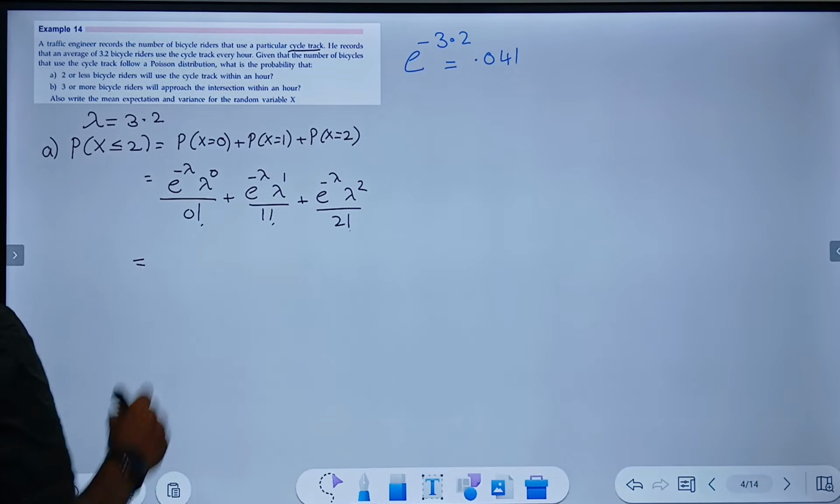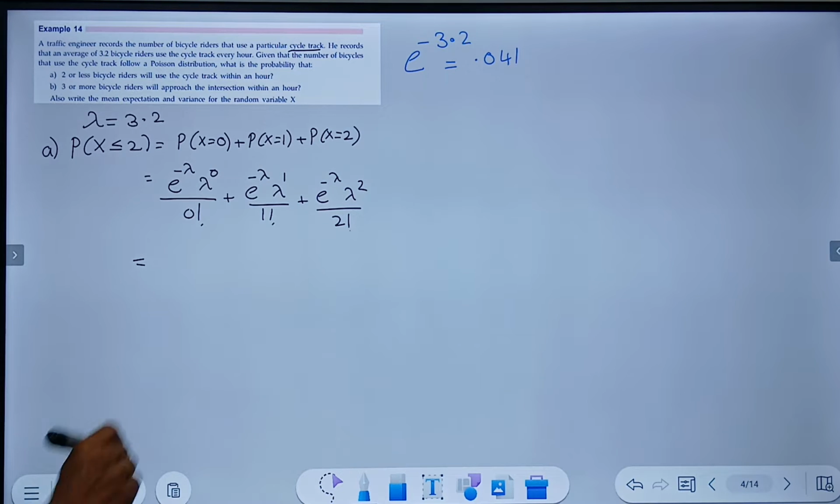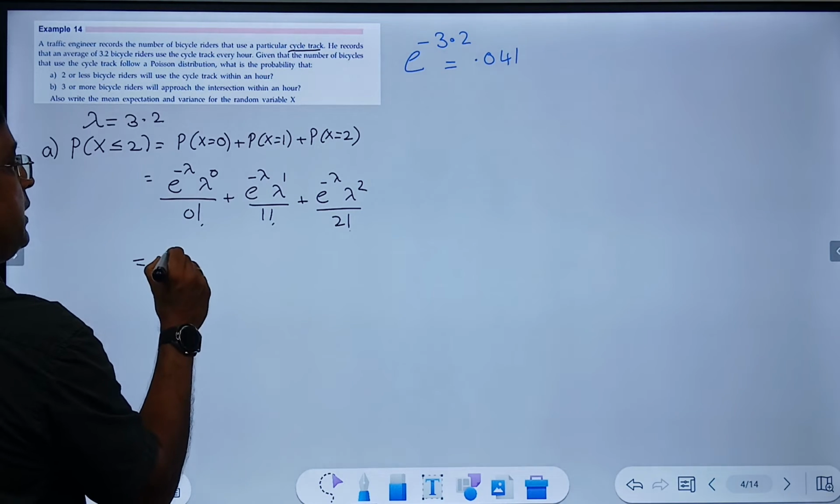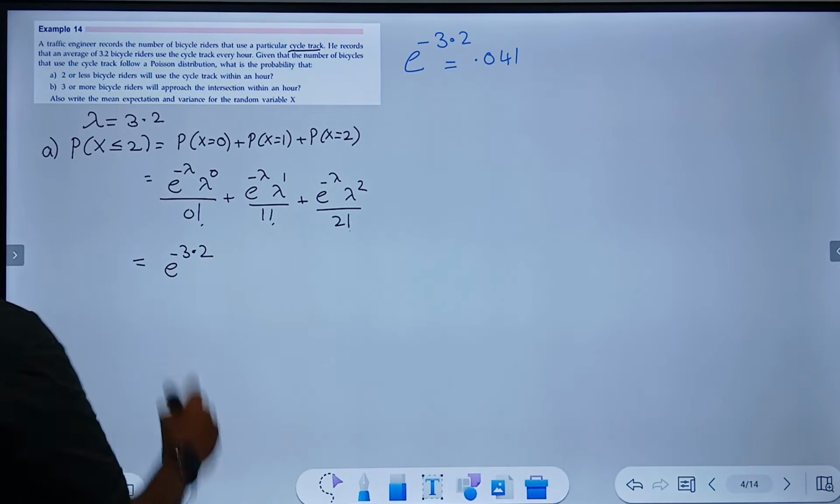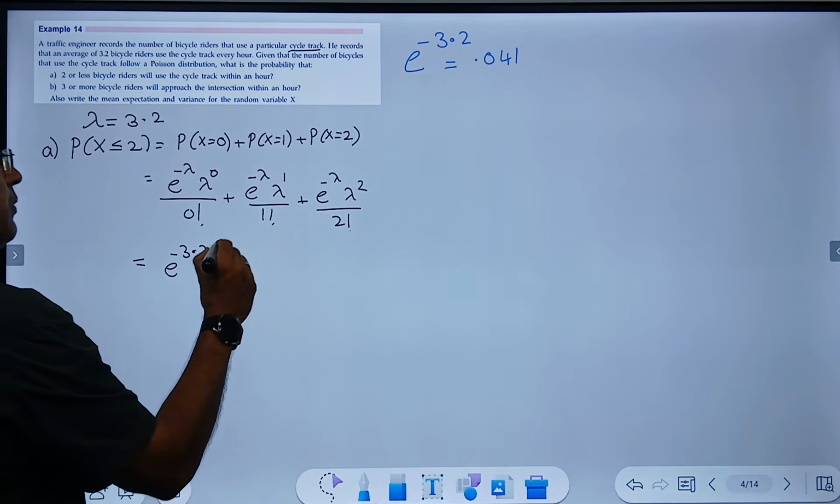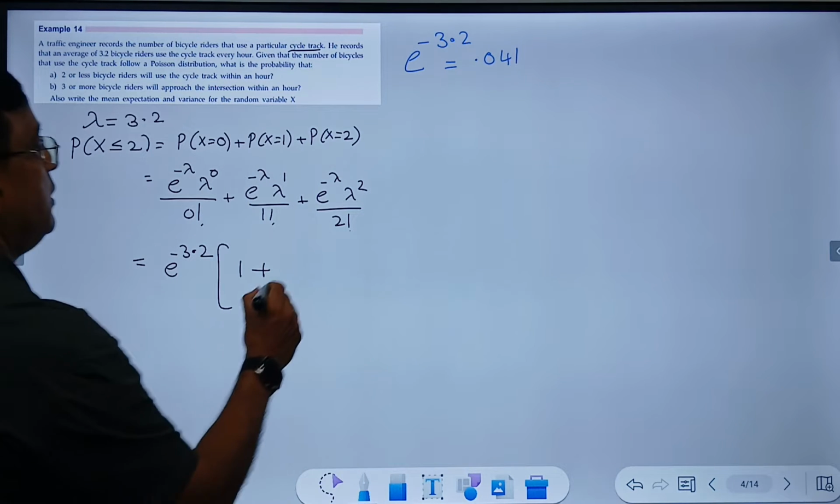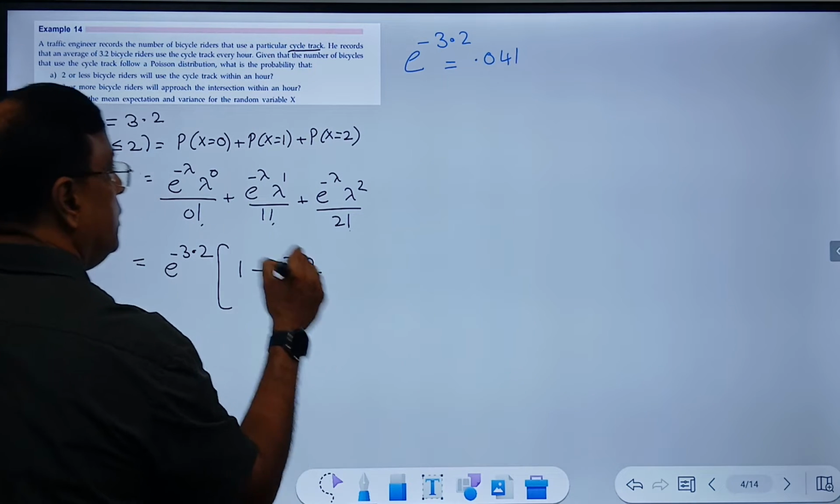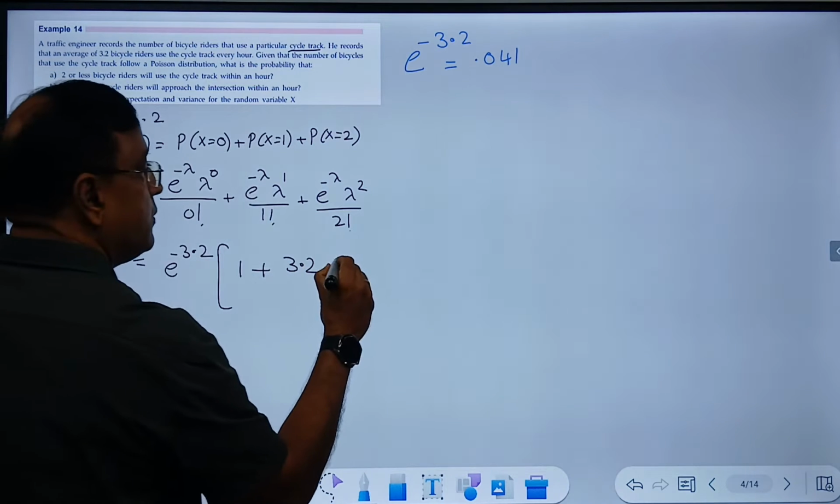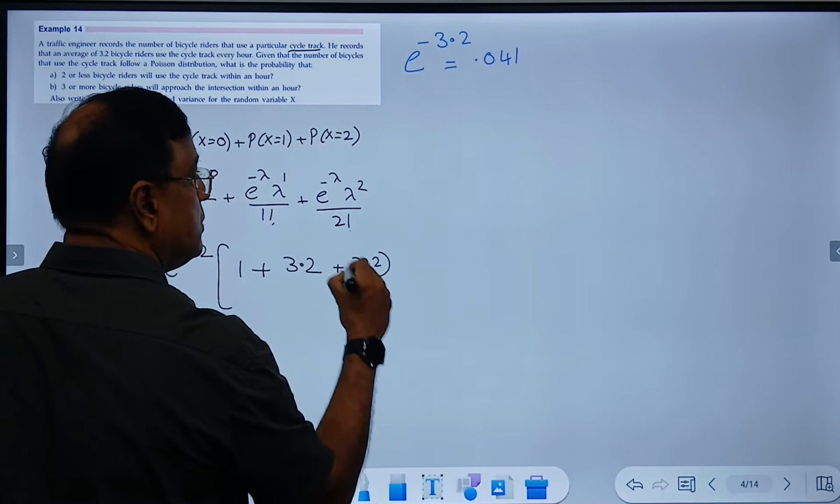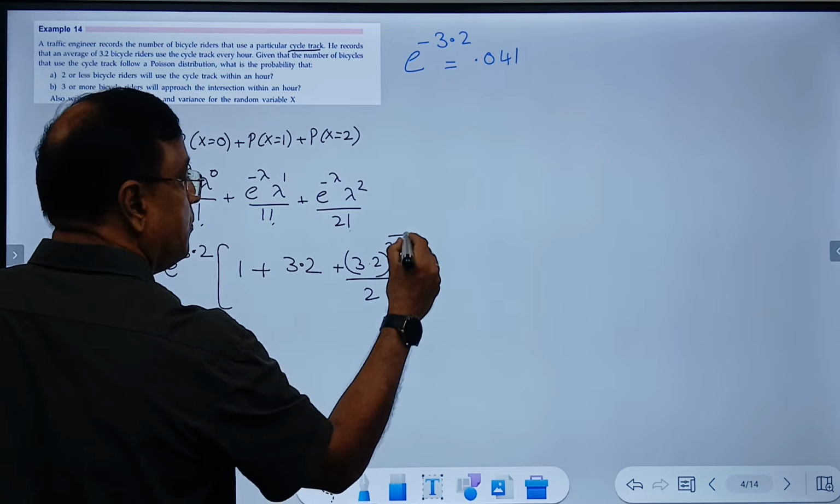So this is, what is e power minus lambda? E power minus 3.2, and lambda power 0 is 1. Okay, so it is 1 plus lambda power 1. What is lambda power 1? 3.2, and 1 factorial is 1, and this is 3.2 the whole square by 2.